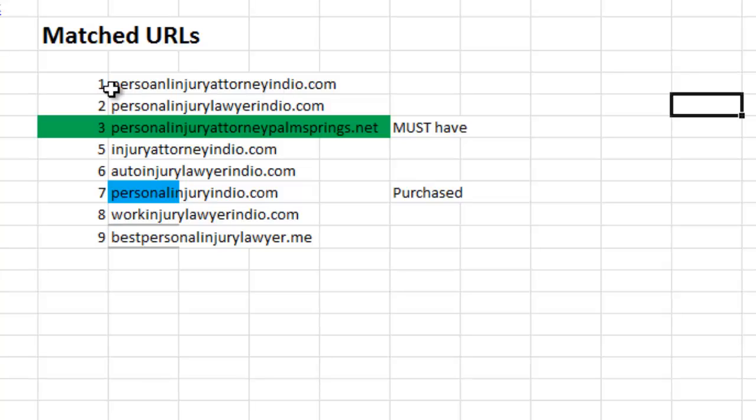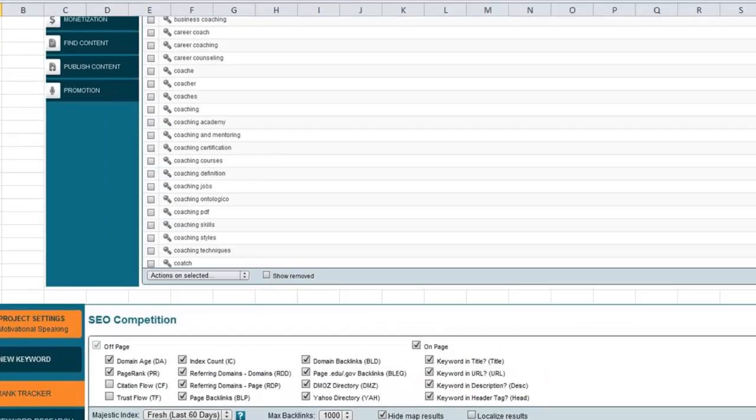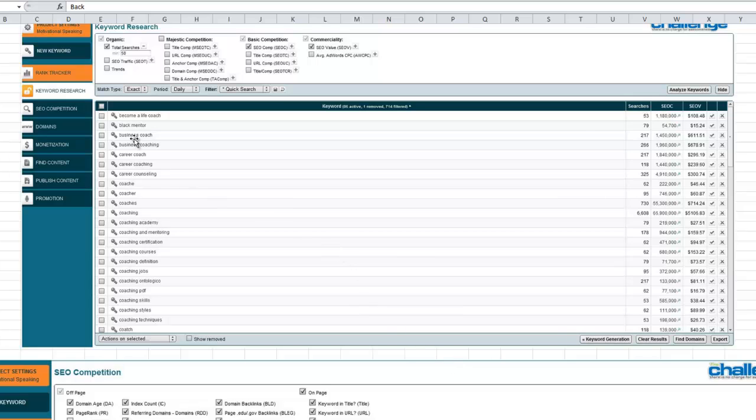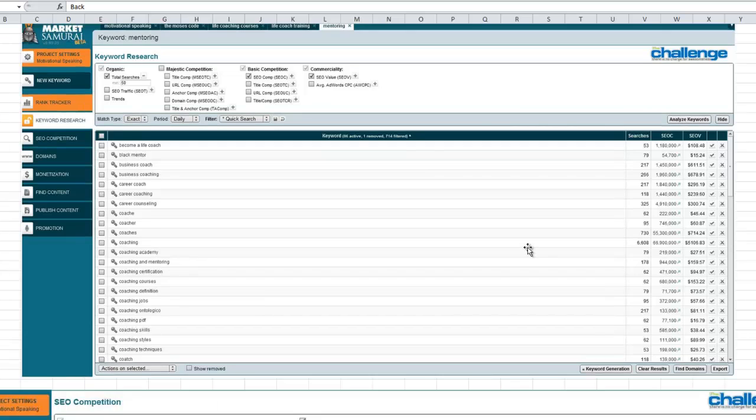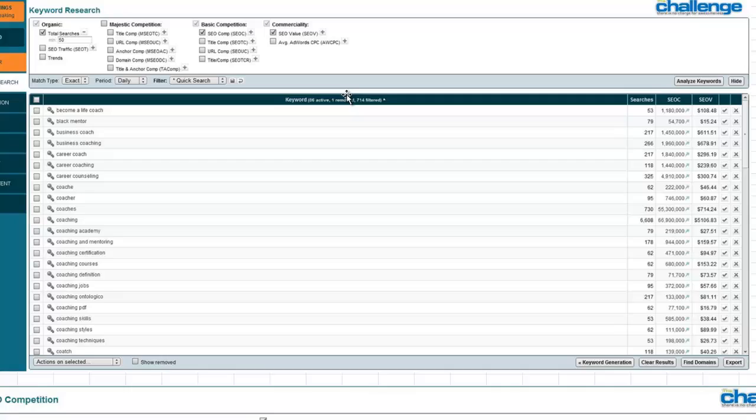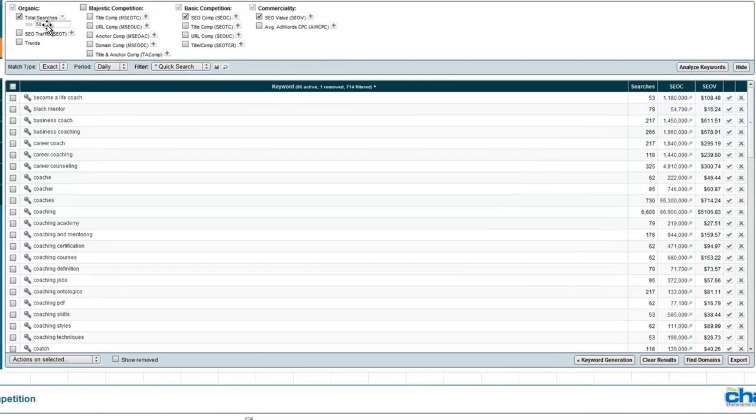Personalinjuryattorneyindio.com. And again, you have to remember that the matched URLs actually come out of Market Samurai. Let me head over there, bounce around a bit here. But as I was looking at the keywords for people, and this keyword is for mentoring, a keyword has to have these three attributes. One, they have to be popularly searched. So I did a filter for 50 searches a day or more for this particular keyword.